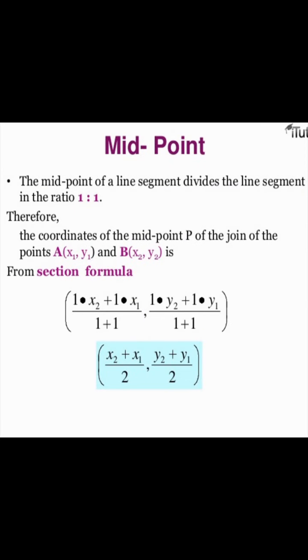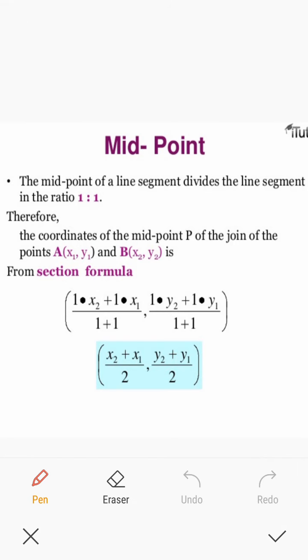Midpoint formula. The midpoint of a line segment divides the line segment in the ratio 1:1. That everybody knows. The midpoint divides the line segment into 2 equal parts. So suppose AB is a line segment, and if C is the midpoint, C divides AB into 2 equal parts, AC and CB. Since it is divided into 2 equal parts, certainly the ratio of division will be 1:1, isn't it? 2 parts are equal, so the ratio is also equal. So C divides AB in the ratio 1:1.